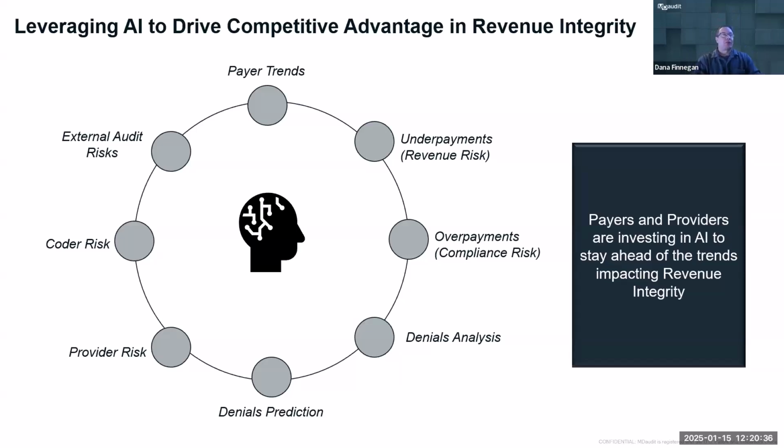We're not going to go into denials prediction at this point, but I mentioned it a little bit earlier. There's a lot of technology out there that can help you predict denials before they happen based on technology understanding your very specific payer mix and how they adjudicate claims.